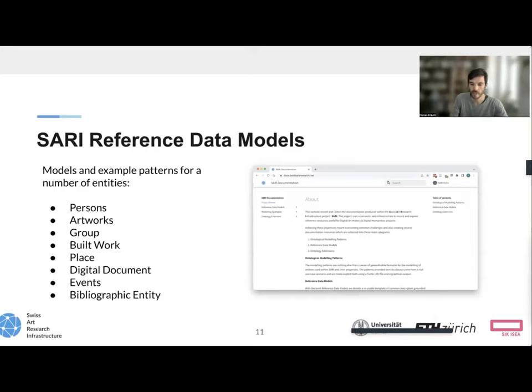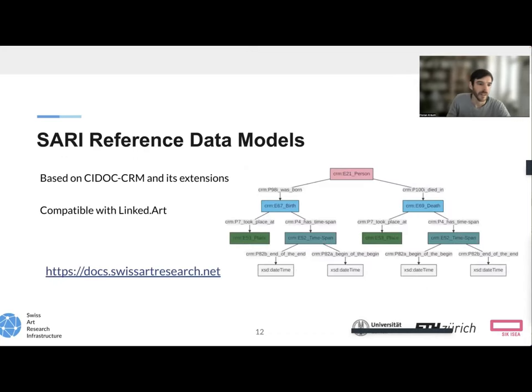And the models themselves are also compatible with Linked Art, so we don't create competing models there, but models that maybe also cover the use cases that are specifically not addressed by Linked Art. And on the website, we find the documentation as well as individual modeling examples. For example, here we see how we model birth and death dates and places for an individual person.